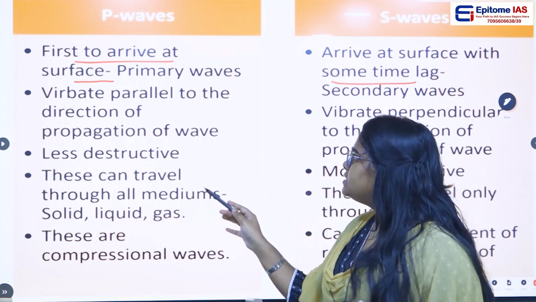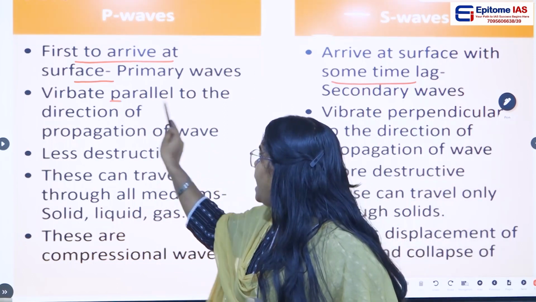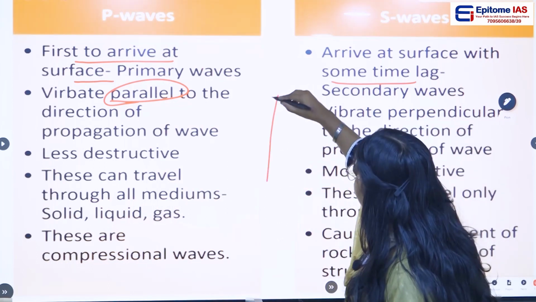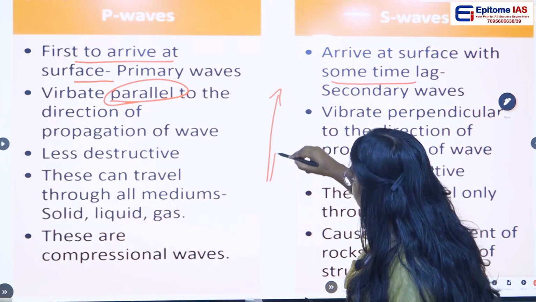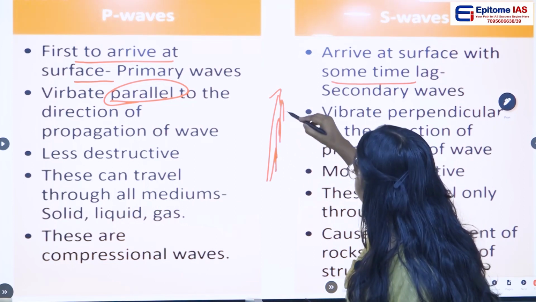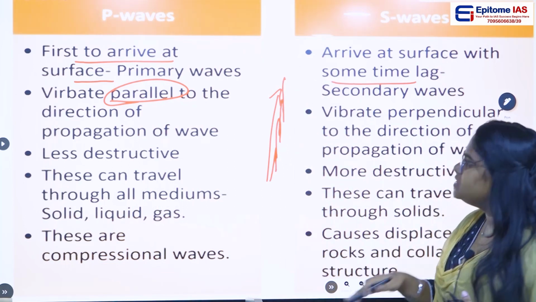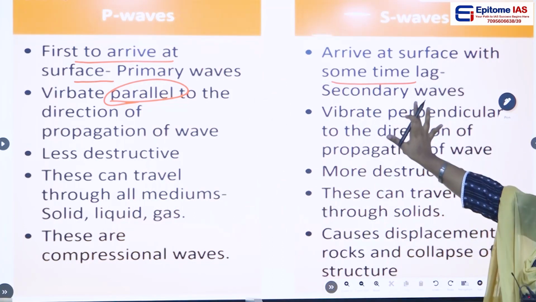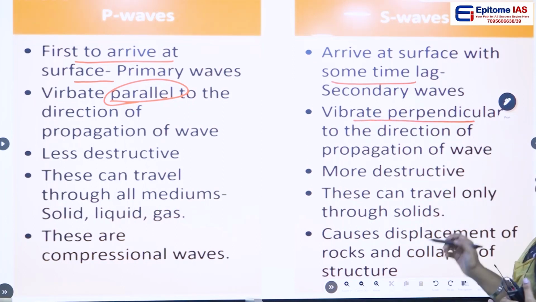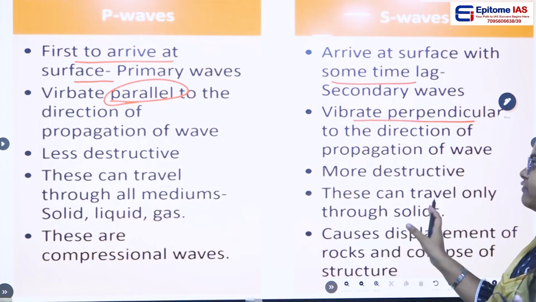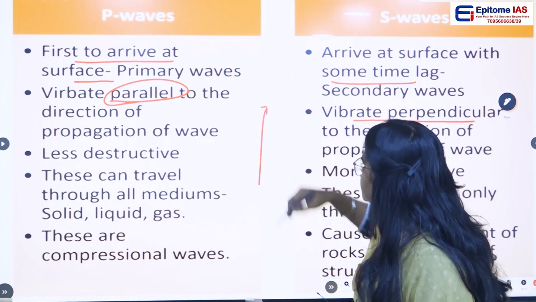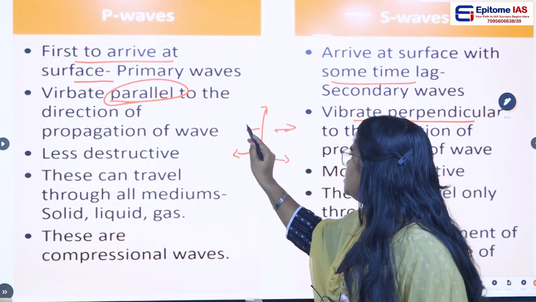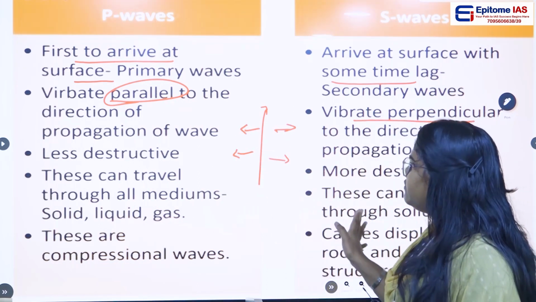The second point is the P waves vibrate parallel to the direction of the propagation of the wave. Let's say this is the direction of the wave. It will vibrate to and fro in the same direction. It is parallel to the direction of the wave. But in the case of the secondary waves, it vibrates perpendicular to the direction of the propagation of the wave. Again, let's say this is the direction of the secondary wave. It will be vibrating in the perpendicular direction to the direction of the wave.